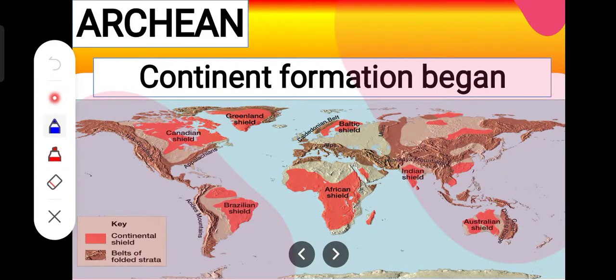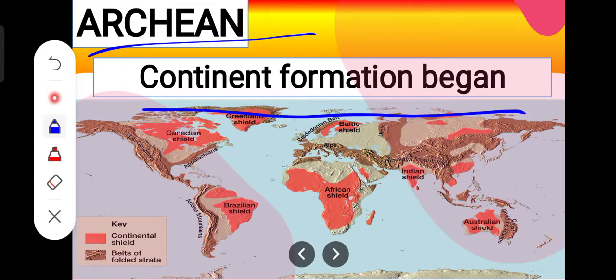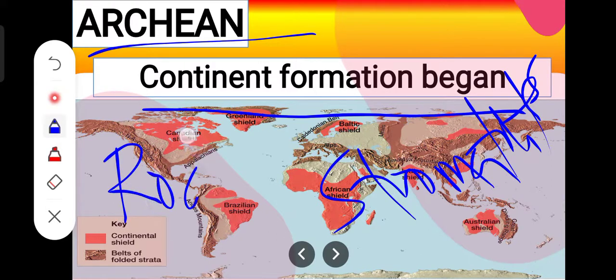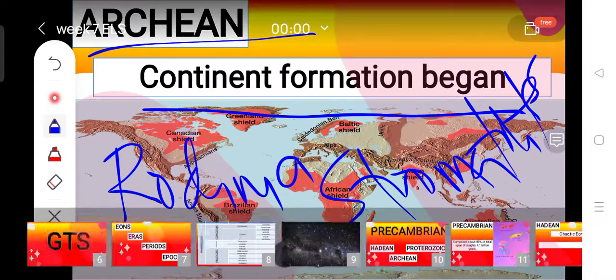Next, we also have the Archean era. Since the core and the crust are stabilized, here comes the Archean era, wherein continents began to form. In the Archean era, we can find the oldest fossils, or simply the stromatolites. Okay, the oldest fossils. And in the Archean era, continent formation began. We can find here the first supercontinent, which is named Rodinia. Okay, so, Rodinia.